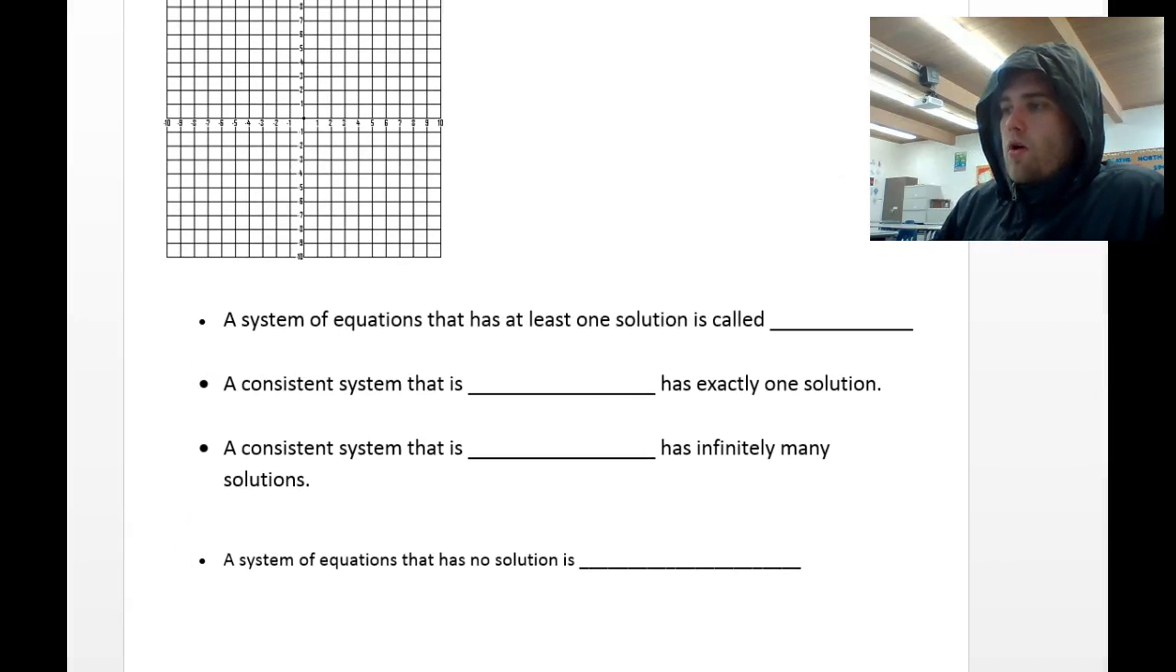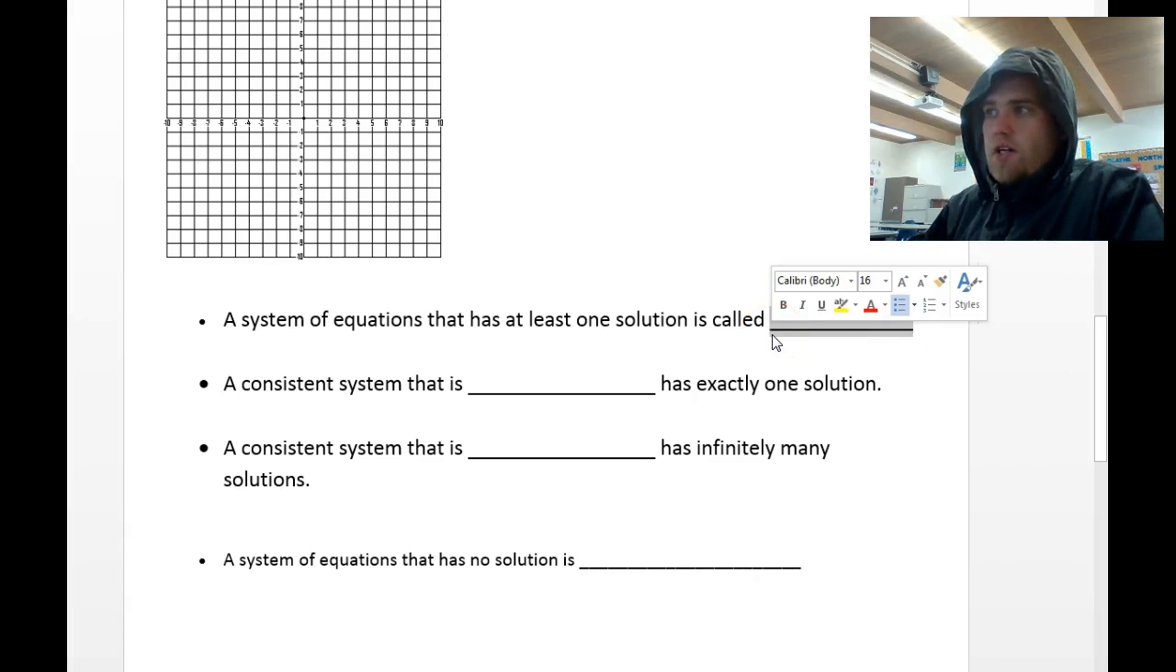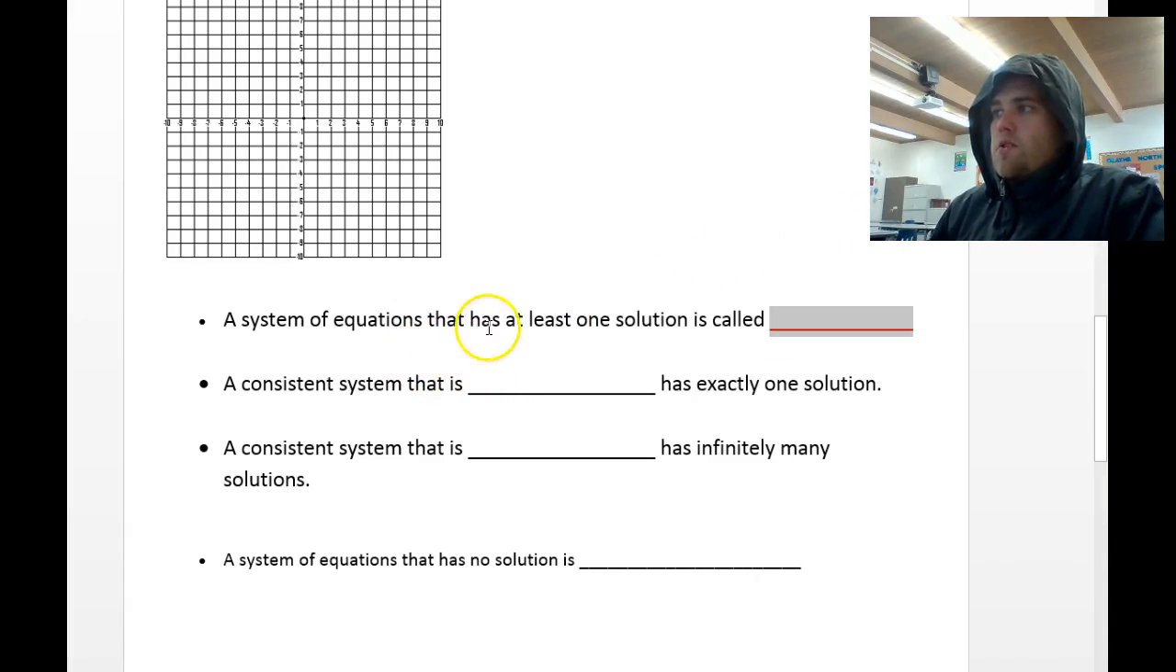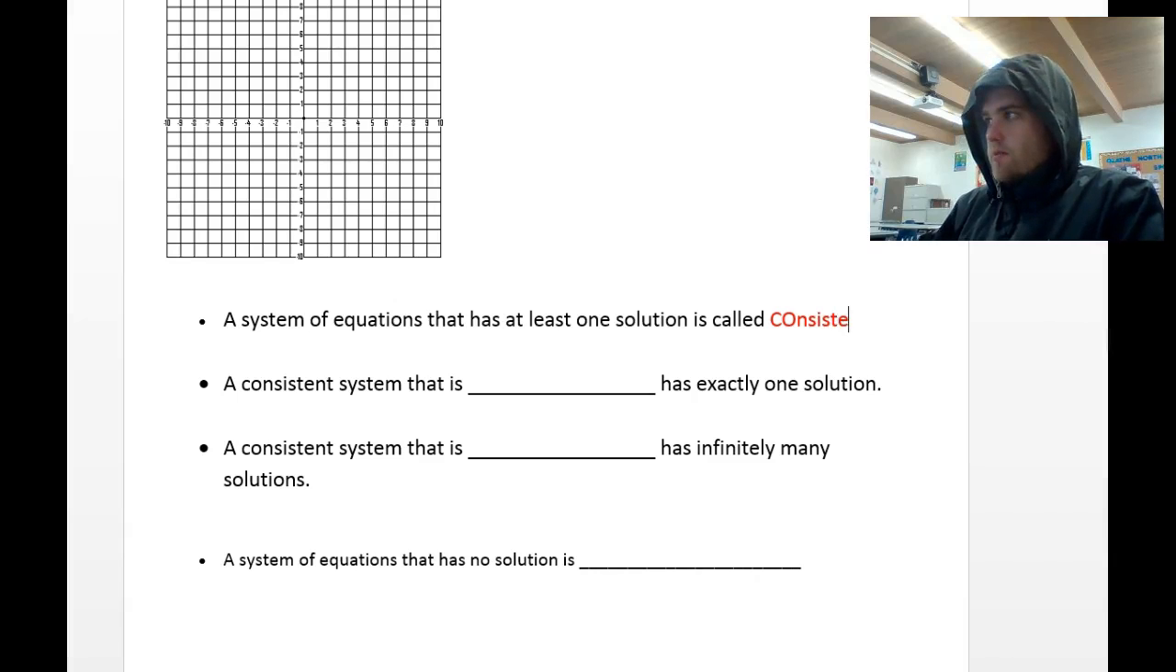All right, more vocab. And I just realized that I can actually just type on this thing, which is super exciting. So, a system of equations that has at least one solution is called consistent.